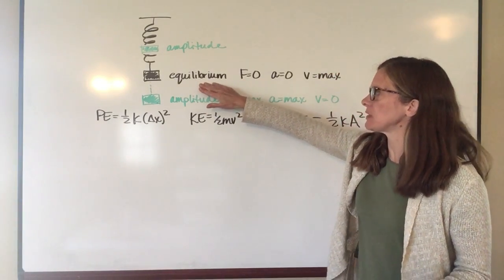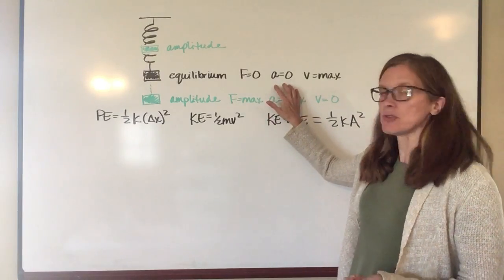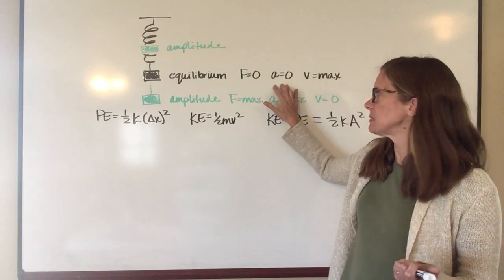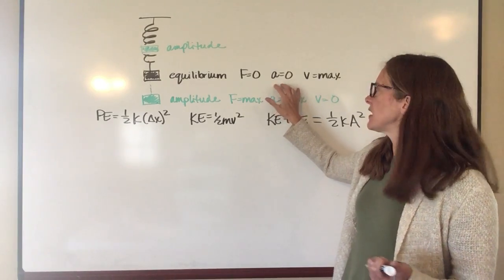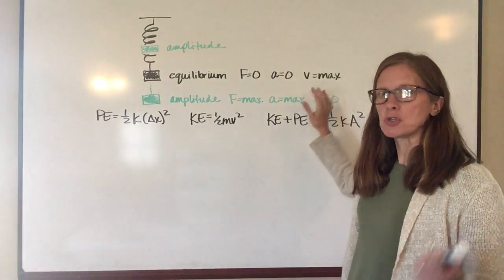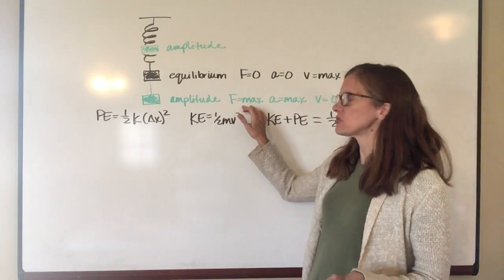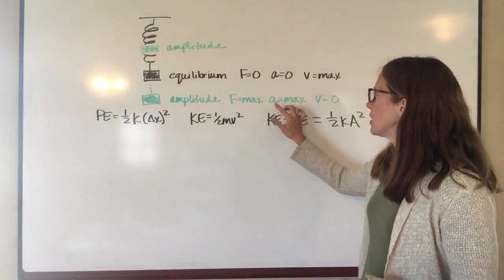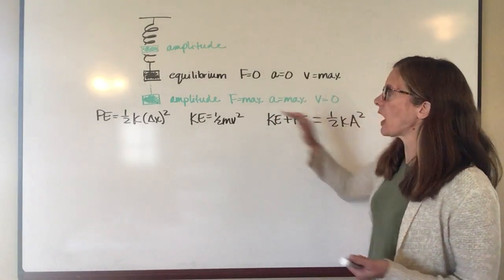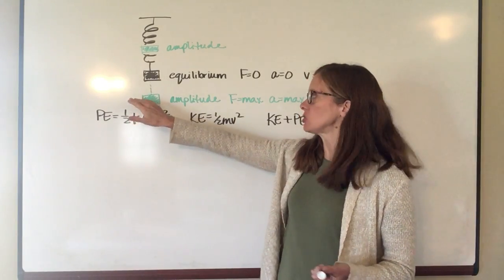We know that at equilibrium, the restoring force is 0, so we know that the acceleration is going to be 0 because of Newton's second law, force equals mass times acceleration. And we had said that at this particular point, the velocity is at a maximum. To the converse of that, at the amplitude, we know that the restoring force is at its maximum. We know that the acceleration, therefore, will also be at a maximum, and the velocity here is going to be 0 because it is going to be changing direction at this point.